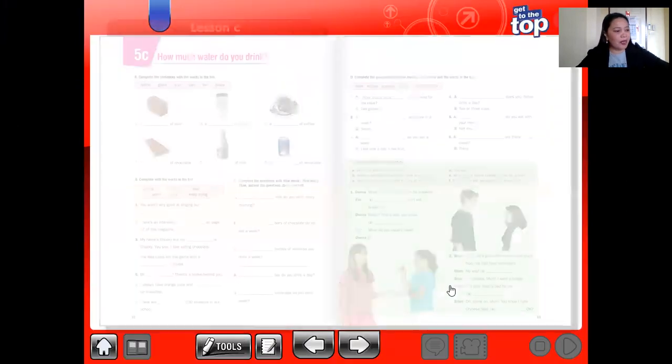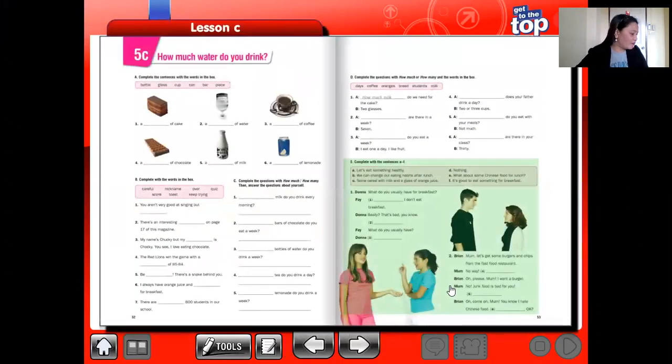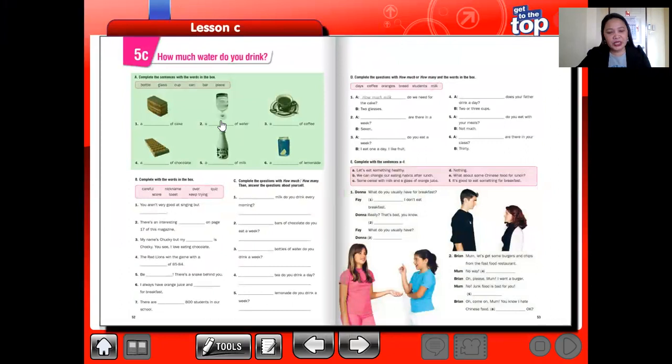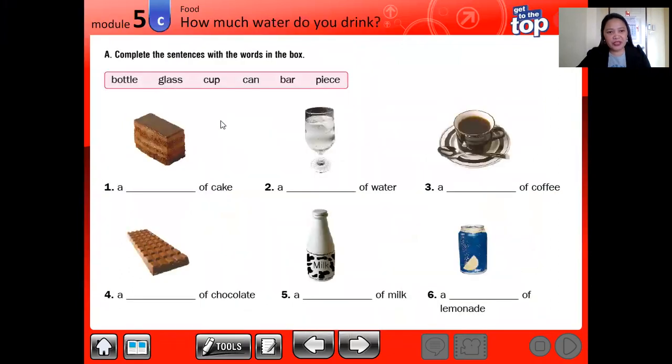Workbook, open your workbook to page 52. Workbook to page 52. Okay. Complete the sentences with the words in the box. We have words inside the box here. Let's read them together. Ready? Bottle, glass, cup, can, bar, piece. So we are going to put these words on the blank to complete this phrase.